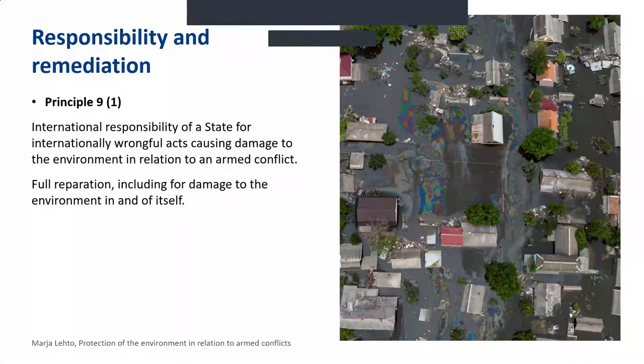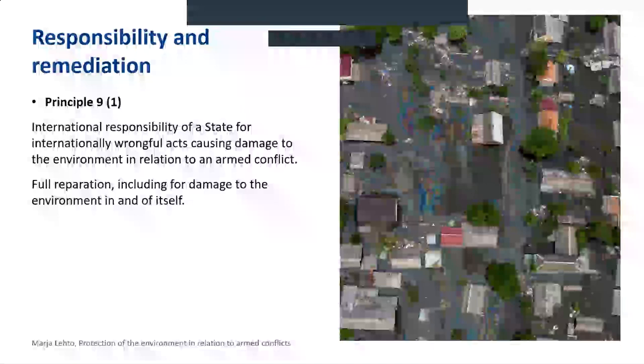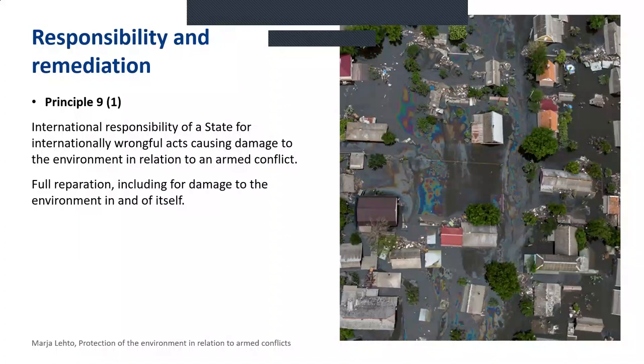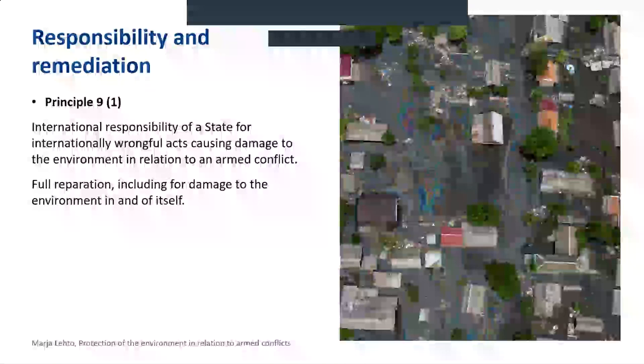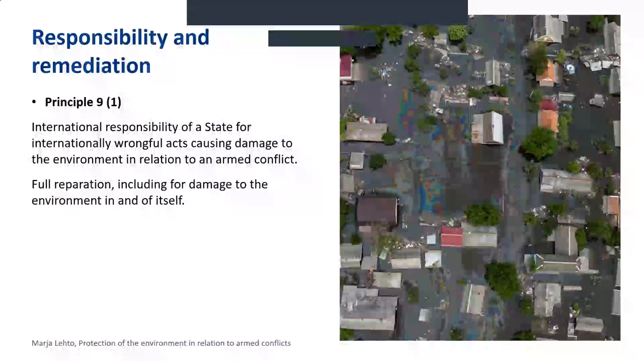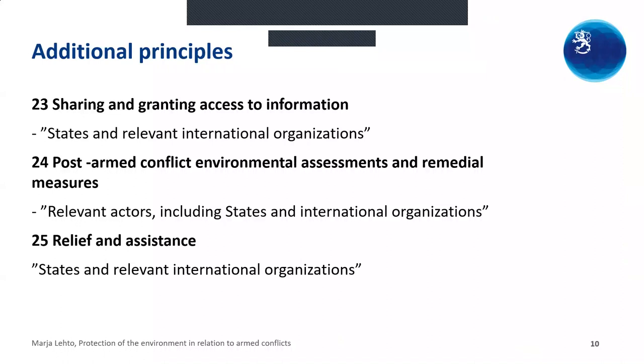Let me nevertheless finish this example with a positive note, highlighting the cooperation of the government of Ukraine with relevant international organizations, donor states, and civil society actors in order to collect and document evidence of environmental damage caused in this conflict, as well as developing methodologies for evaluating such environmental damage. This also leads us to a number of other principles that are relevant in the context of restoration and remediation.